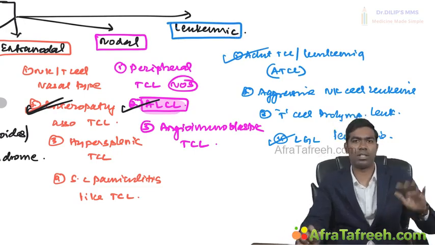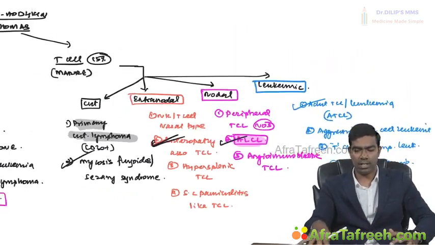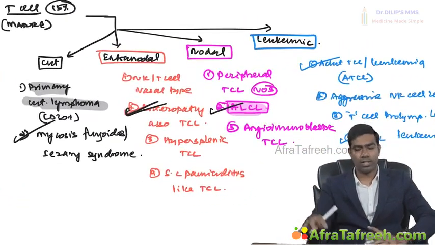So what are the important things that you have to know for exams among the T cell is the mycosis fungoides and Sézary syndrome, enteropathy associated T cell lymphoma, anaplastic large cell lymphoma, and adult T cell lymphoma leukemia and large granular lymphocytic leukemia. These are some of the crunch points in exam that you have to know. So these are some of the important classifications of non-Hodgkin lymphoma.